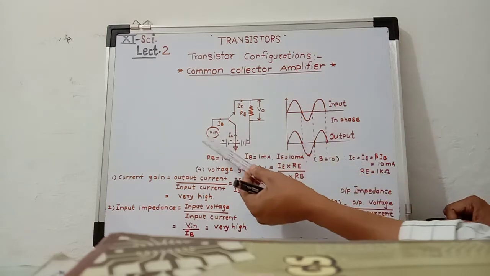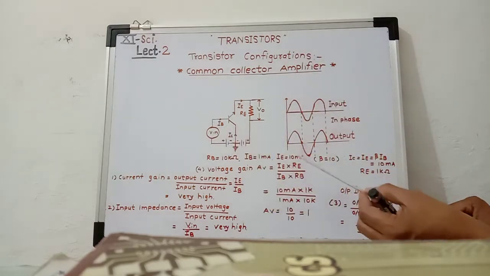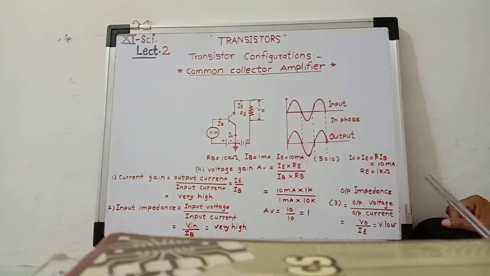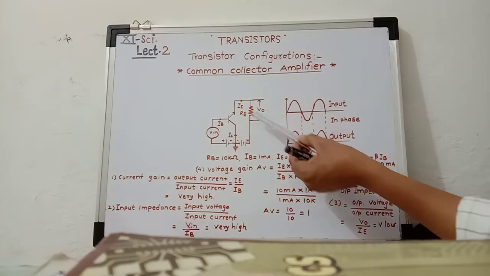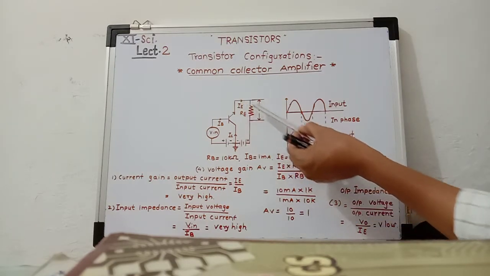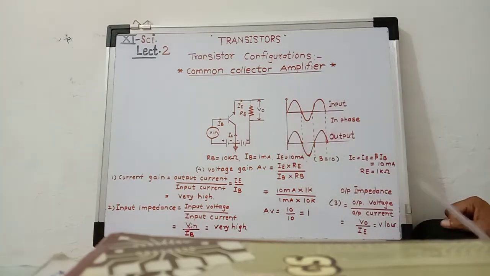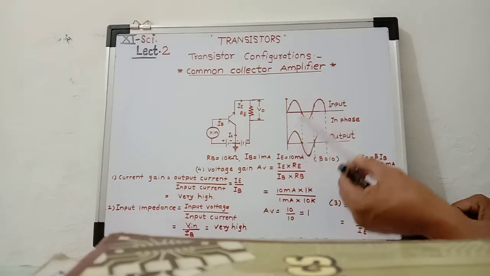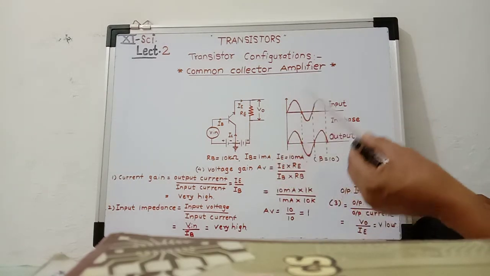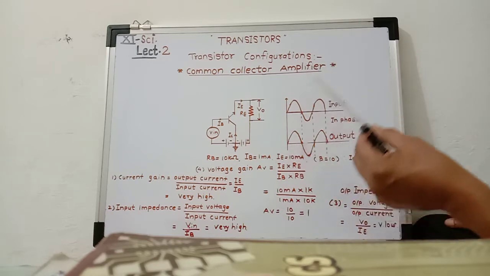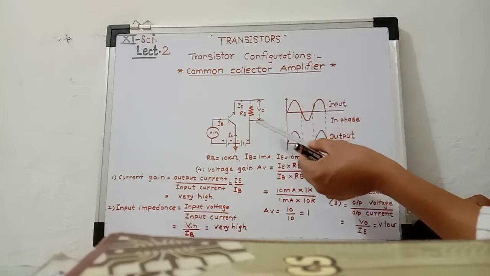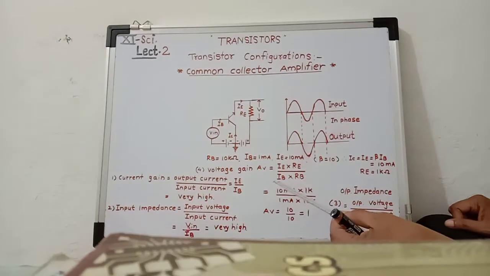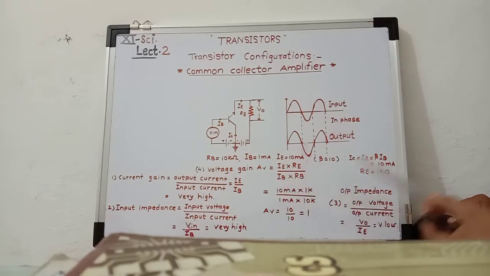Here the input signal is applied between base and collector, and the output is taken from the emitter, or across the RE resistance. Since the output is taken from the emitter, this common collector circuit is also called an emitter follower or voltage follower.